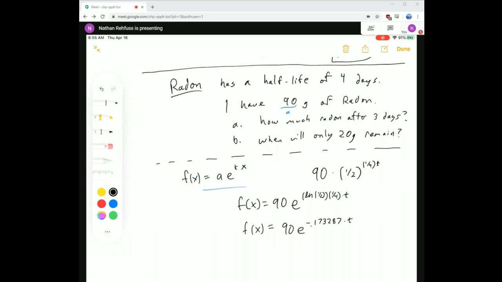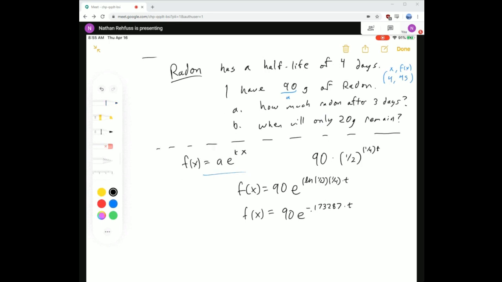Again, alternatively, you plugged in the data point. We'd have to be a little creative with the data point and say our data point is x comma f of x would be after 4 days we have 45 grams remaining. We could have used that information to solve for k just as well. Either way, we'll get the same answer. So now that I've got my model, I'm ready to start on part A.